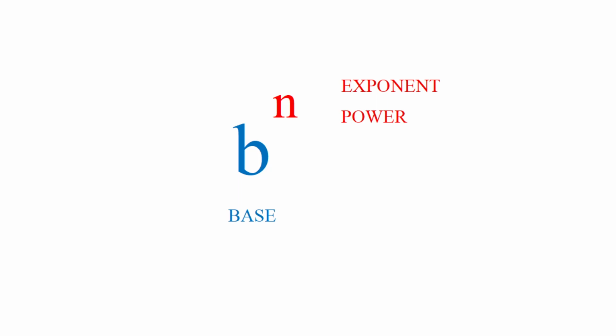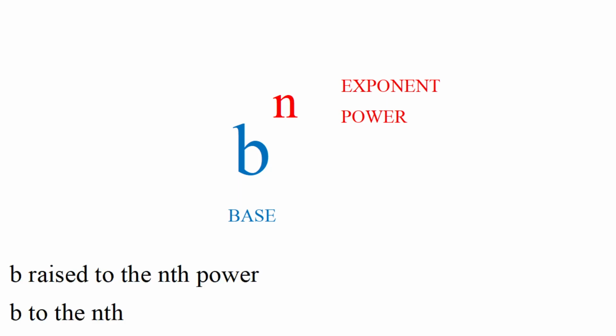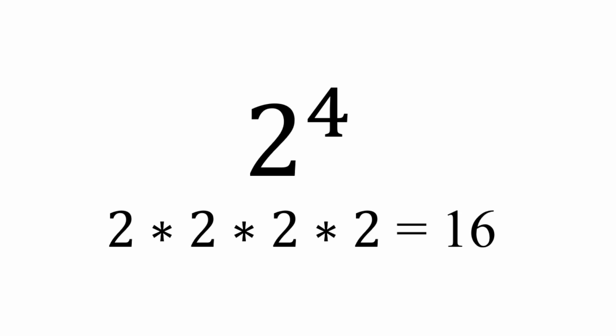This expression can be stated as b raised to the nth power, or simply b to the nth. For example, a base of 2 with an exponent of 4 can be stated as 2 to the 4th, and means to use the number 2 in a repeated multiplication 4 times. This can be rewritten as 2 times 2 times 2 times 2 and equals 16. Now that we know what exponents are and how they function, we can move on to the laws of exponents.